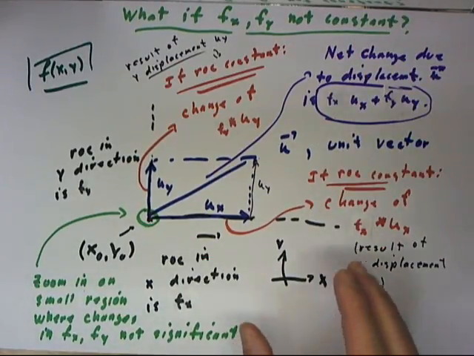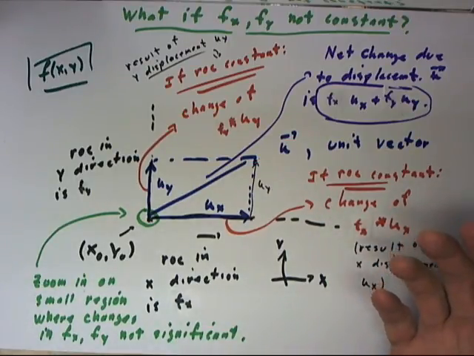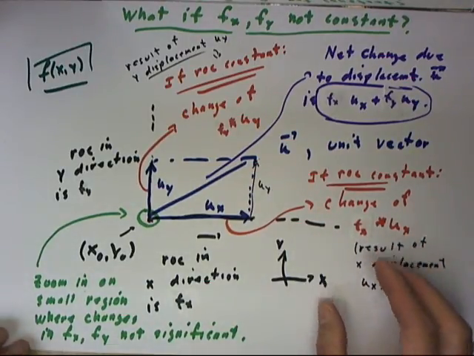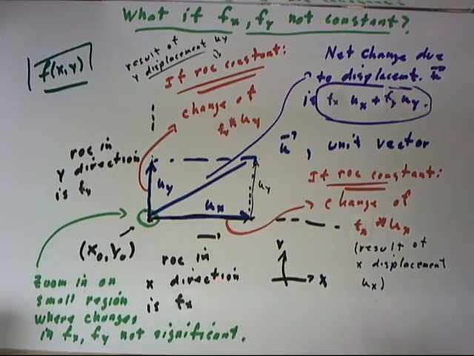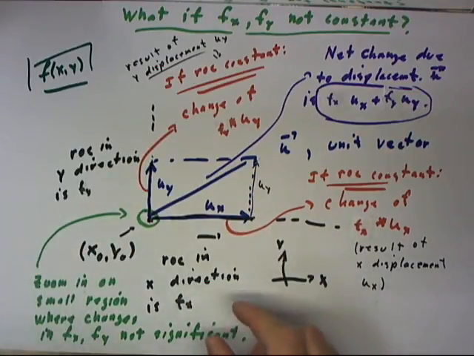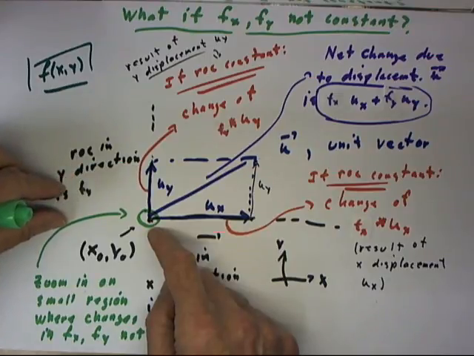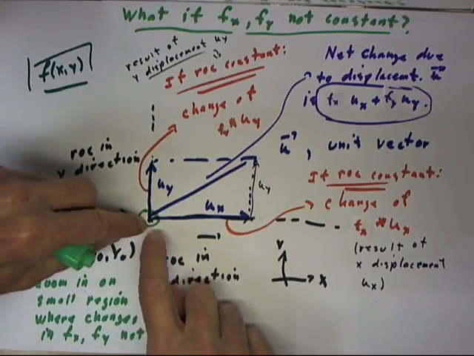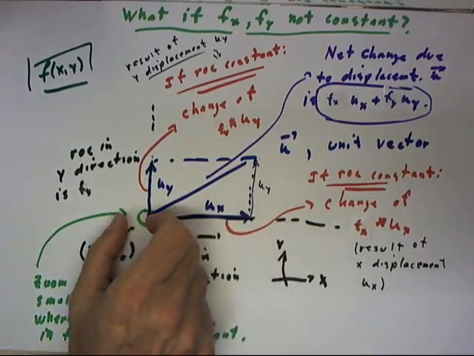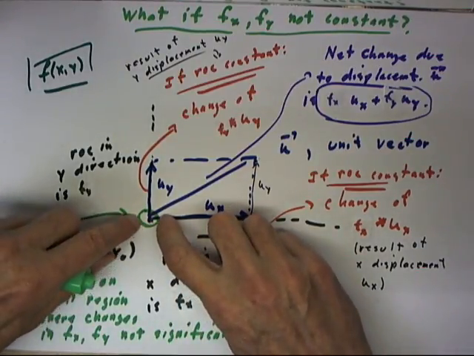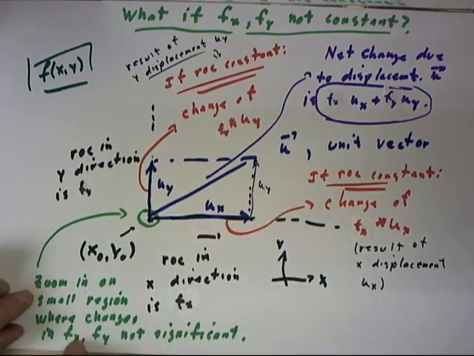Well, if they aren't, and if the function is reasonably well behaved, now we're going to make the idea of well behaved very rigorous in a little while, but at this point we're just going to say the function doesn't do anything really unpredictable or weird. If we zoom in on the point x naught, y naught, if we look at smaller and smaller intervals, eventually we can find an interval where, when we zoom in on that region, the changes in fx and fy are not significant.